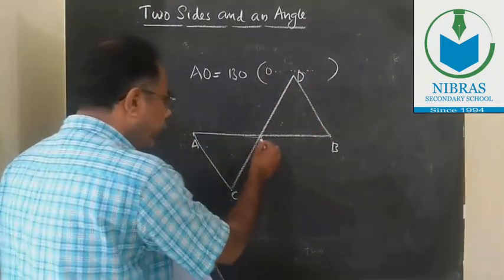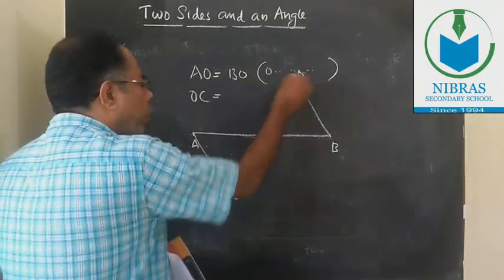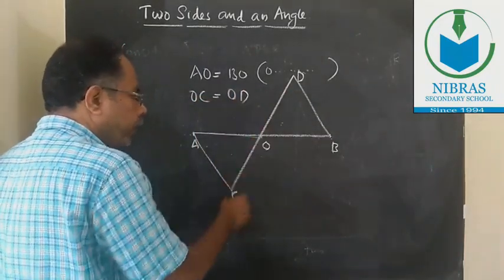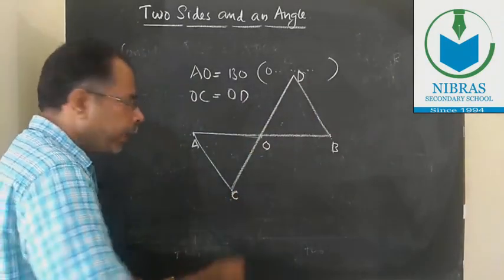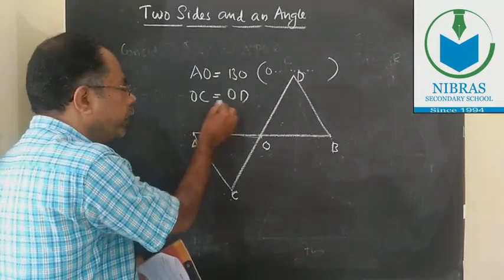Similarly, OC is equal to OD, right? Why? O is the midpoint of CD also. Therefore, OC is equal to OD.